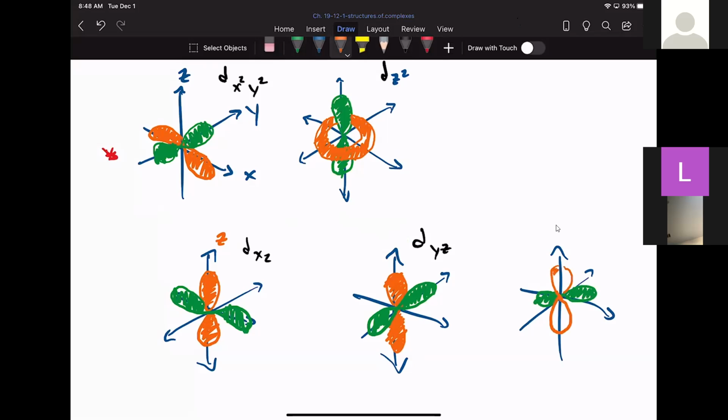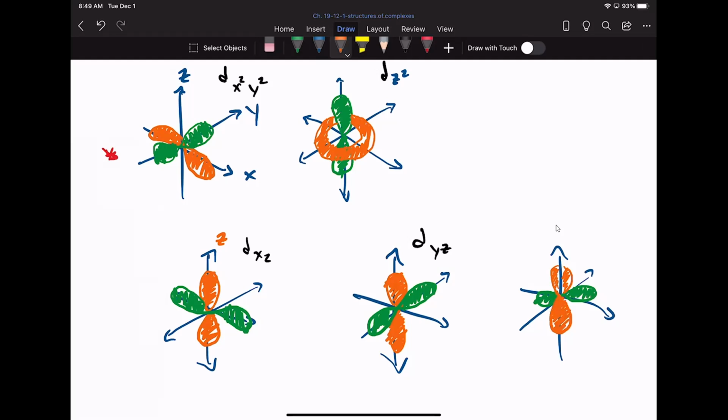Gonna be laying flat here. So that one's kind of laying flat, similar to this one here. So this is laying in between the axis on a very horizontal area there. And then this one would be represented. This is our dxy. So there we have these five orbitals, right? Five orbitals in this d subshell here.